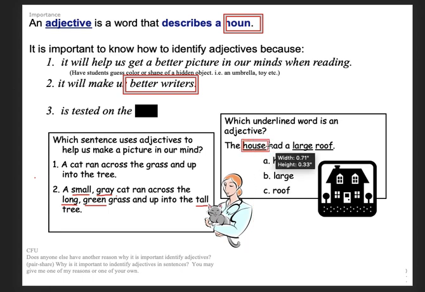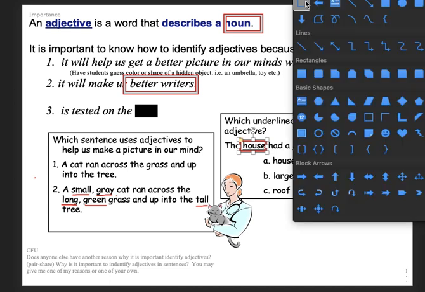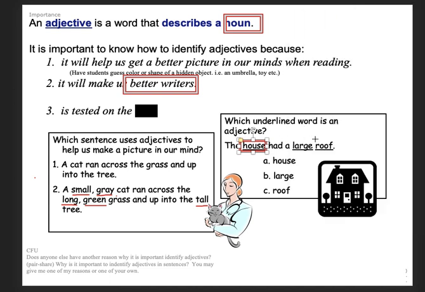So, if I have that in mind, I want the words that describe the thing. And you know what? It's not even describing the house. Let me finish. The house had a large roof. This word is describing the roof. So this sentence doesn't even have a describer for house. Right here, the roof is the noun and large is describing it.